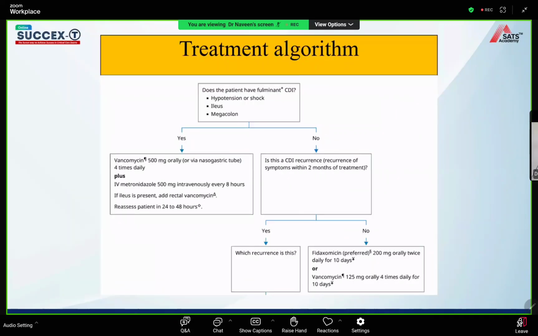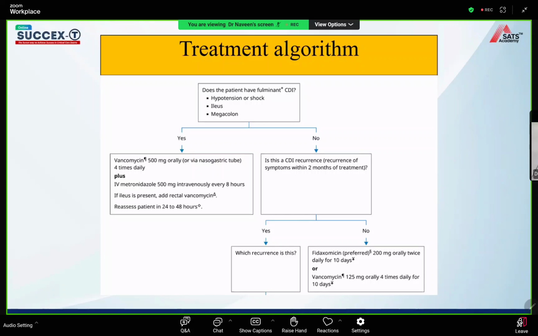I will go through one treatment algorithm for C. diff. Whenever you have a positive C. diff infection, how do you proceed for treatment? You just have to see whether the C. diff is fulminant, whether the C. diff is causing hypotension, shock, ileus, or megacolon. If it is yes, you go for vancomycin 500 mg orally 4 times a day, whereas the usual dose is 125 mg 4 times a day orally. And you have to combine it with IV metronidazole 500 mg 8 hourly. These two should be given. And if ileus is present, you have to add rectal vancomycin.